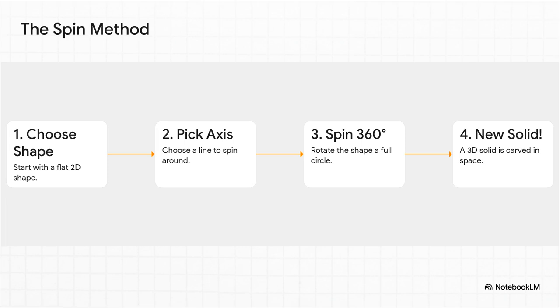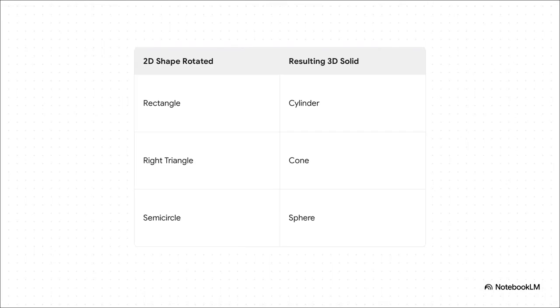You start with a flat 2D shape, just like we did before, but then you pick a line, we call it an axis, and you spin that flat shape all the way around it, a full 360 degrees. And as it spins, it traces this path through the air, carving out a perfectly smooth 3-dimensional solid in space. It's less about gluing pieces together and more about creating a form from pure motion. And the results of this method? Oh, they are absolutely everywhere.